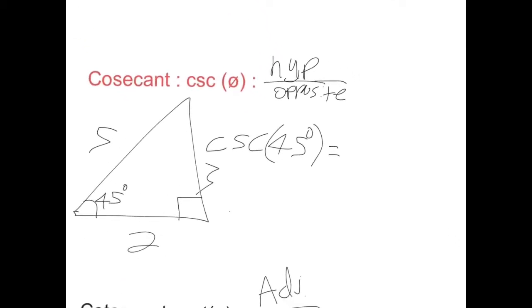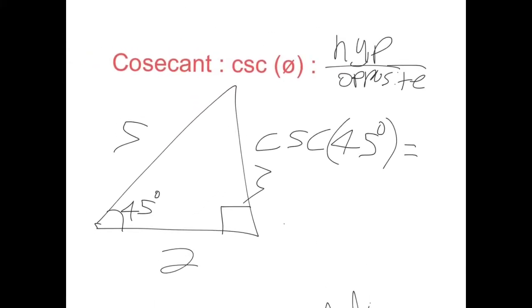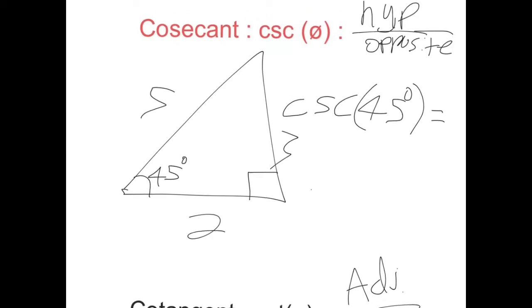Now, let's look at cosecant. Cosecant can be represented as csc, or hypotenuse over opposite, because yes, it is the function. Hypotenuse over opposite. So now let's look at an example.